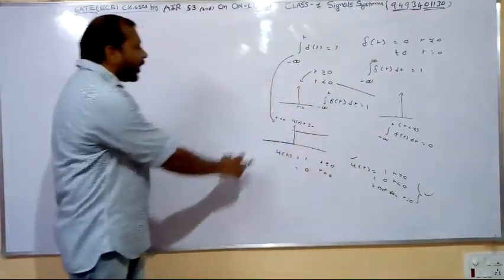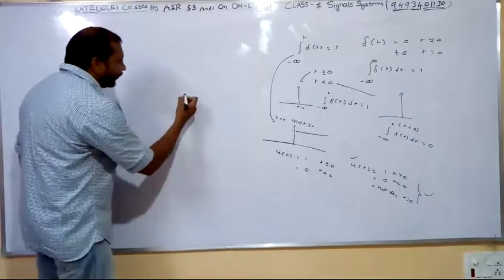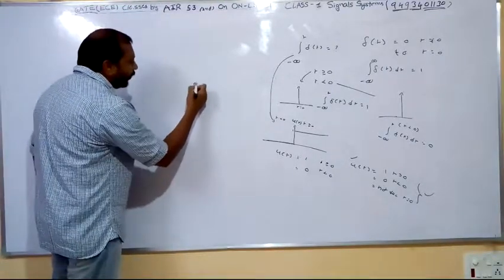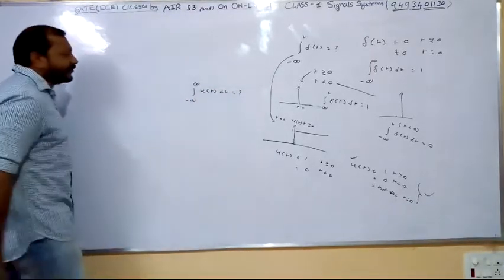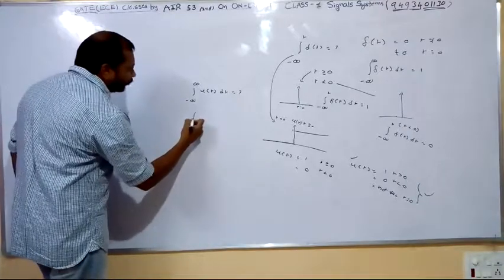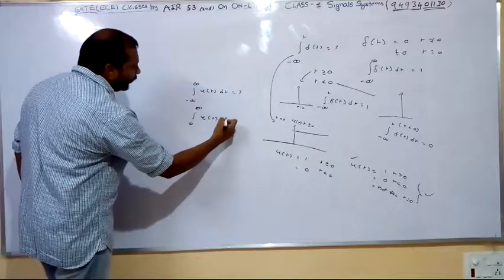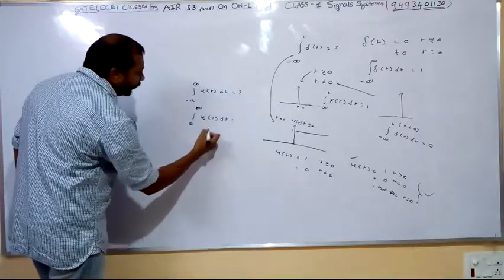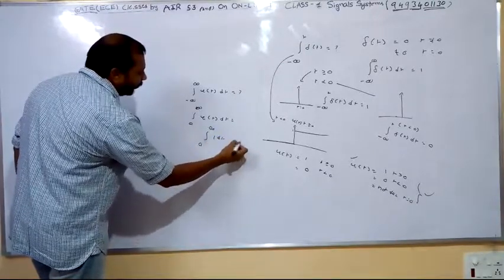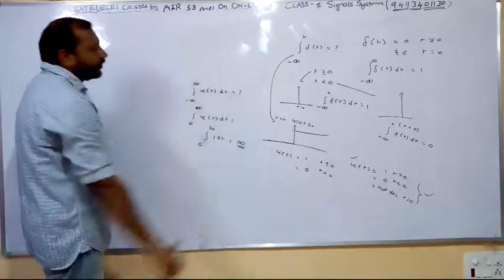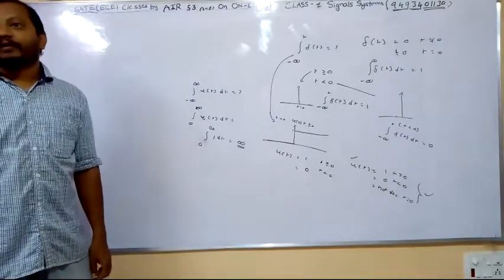Now, what is the area of the step signal? That is the integration from minus infinity to infinity of u(t) dt. Area is nothing but integration, but the signal exists from 0 to infinity only. So the integral from 0 to infinity of 1 dt is equal to infinity. So the area under the step signal is infinity, but the amplitude of the step signal is equal to unity.